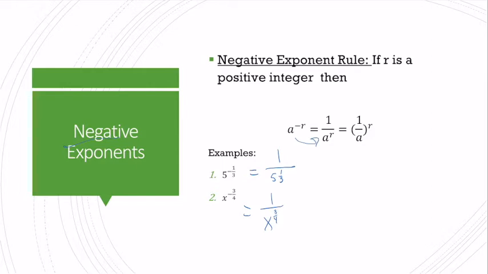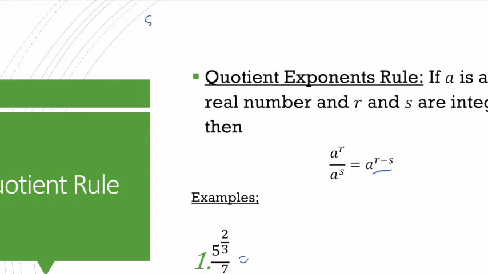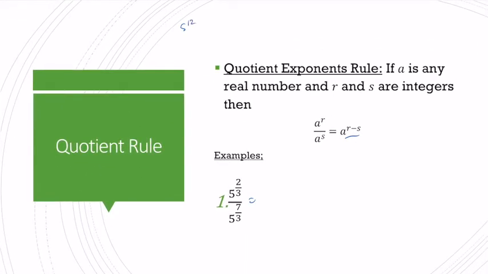Also keep in mind our quotient rule. If a is a real number and r and s are integer exponents, I subtract them, right? If I had 5 to the 12th over 5 cubed, that becomes 5 to the 12 minus 3, which is 5 to the 9th, right?